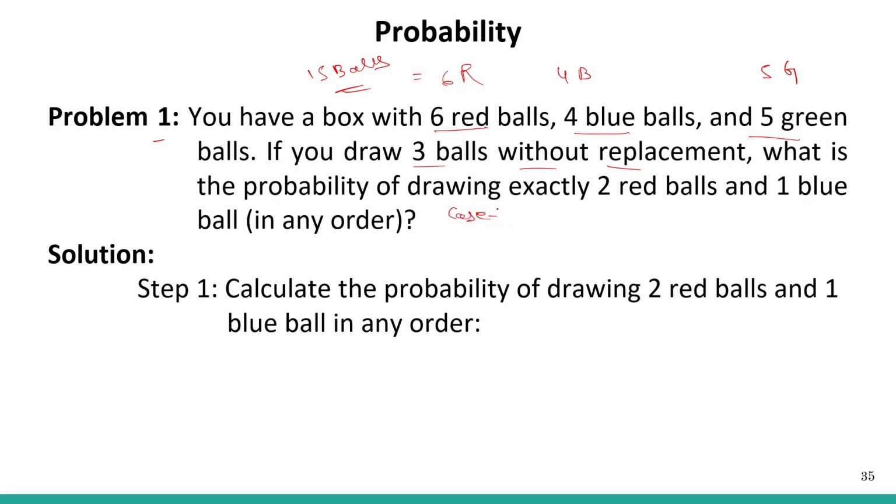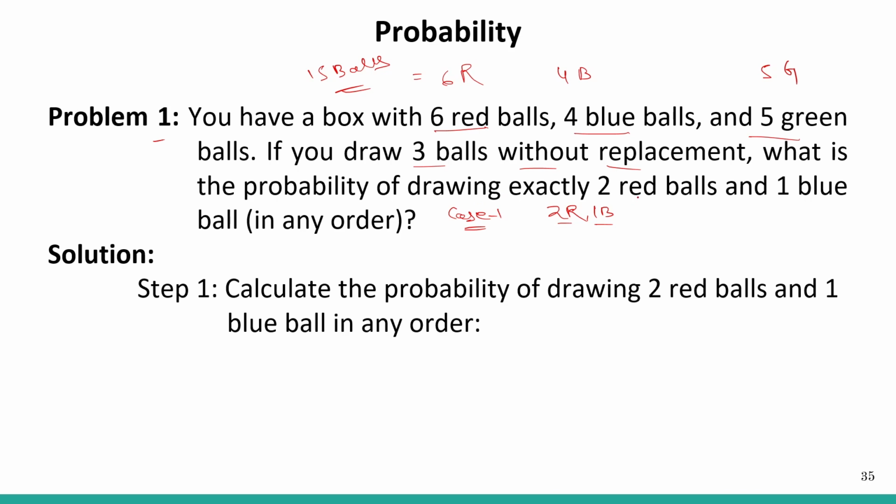In case 1, first you draw 2 red balls, then following 1 blue ball, right? First 2 red balls, then 1 blue ball. So what is the probability that you will be picking up first 2 red balls and then 1 blue ball? So it will be equal to what? There are how many red balls?